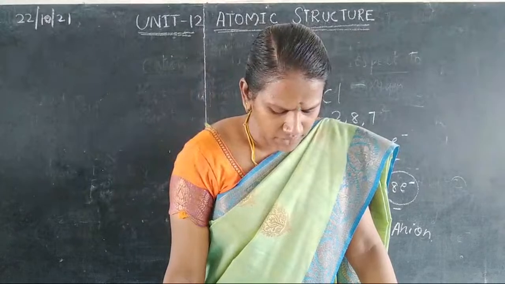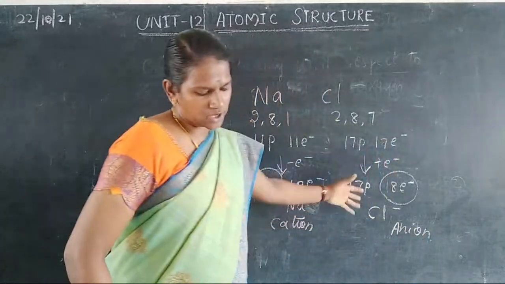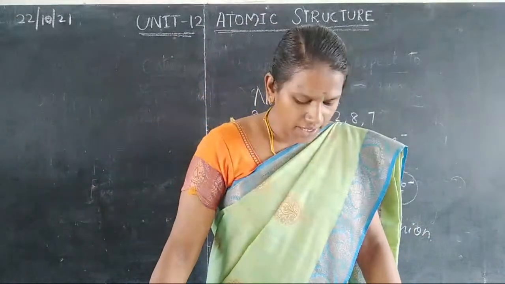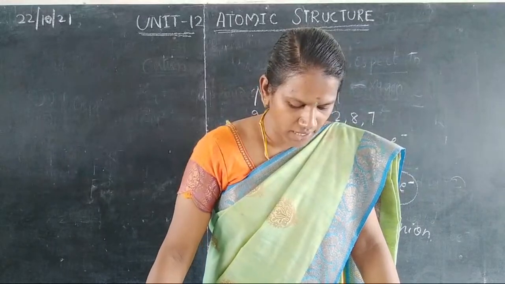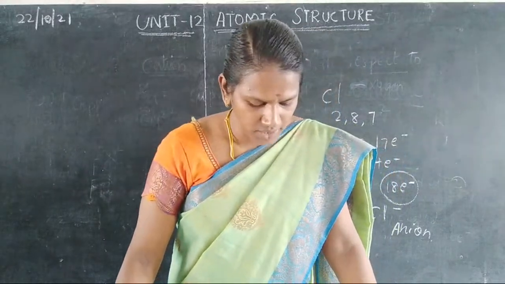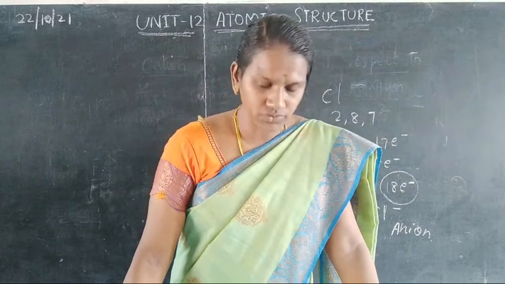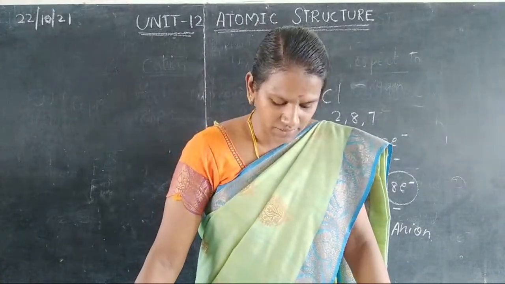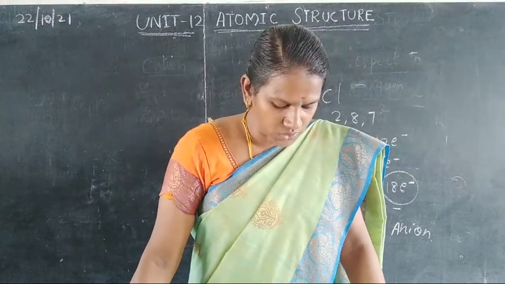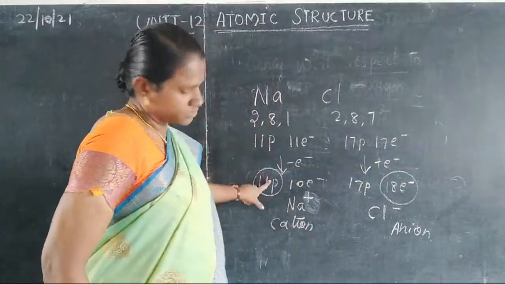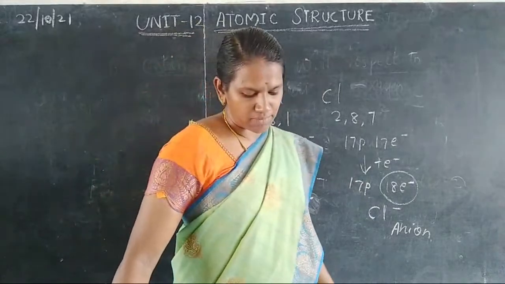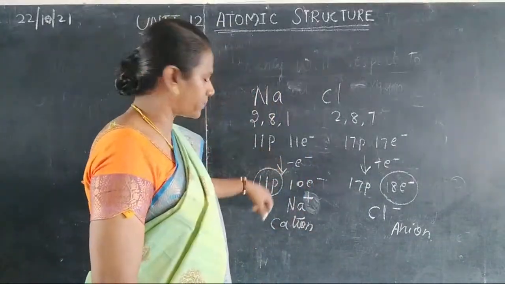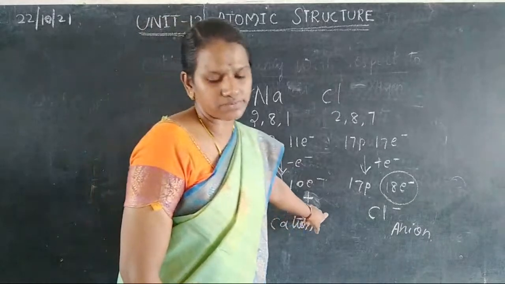Ions are classified into 2 types: cations and anions, as we already saw. Cations: if an atom loses 1 or more electrons during a chemical reaction, it will have more positive charge on it. So they are called cations or positive radicals. A sodium atom loses 1 electron to attain stability and becomes a cation. The sodium ion is represented as Na plus.